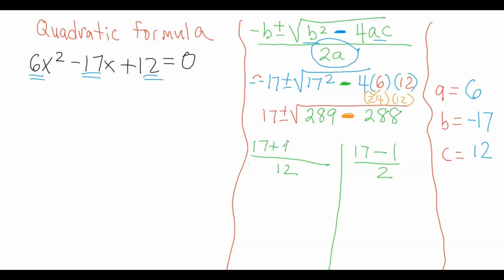We got 17 plus 1. What is that? 18. Okay, so let's go ahead and write that down. We have 18 over 12, and we can simplify that, so let's leave that there for a second. What is 17 minus 1? 16. So we have 16 over 12. Now we still have to simplify both of these.